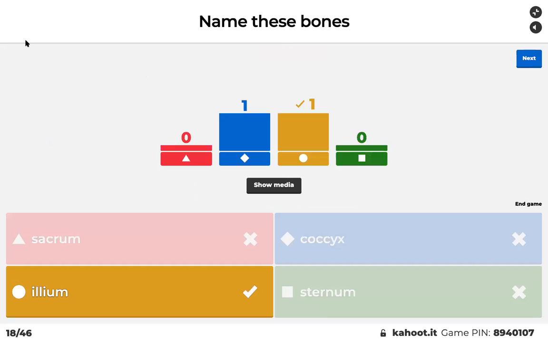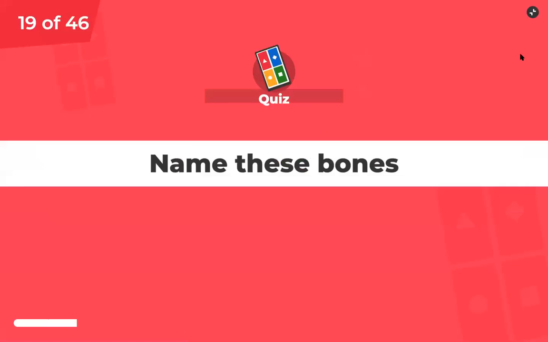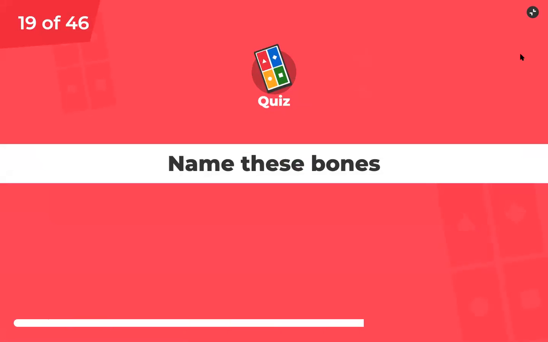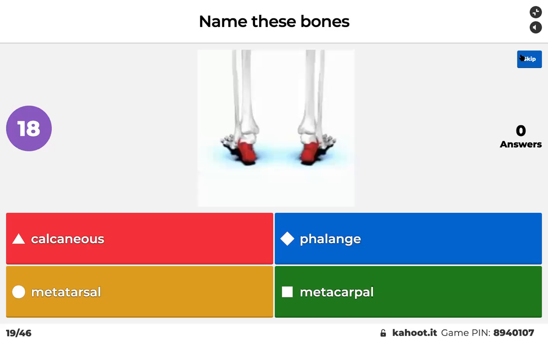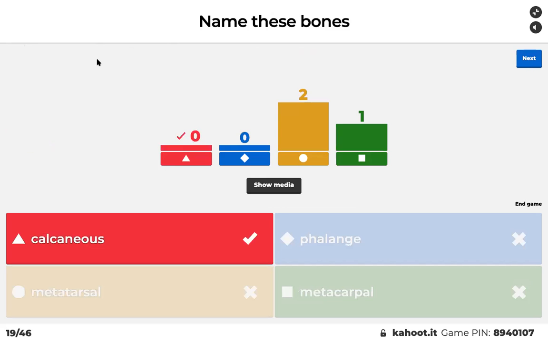So your coccyx and sacrum are part of your vertebral column. The sternum is in your thoracic area. The ilium is part of the pelvis. I went over this when we were talking about the tarsals. Yeah, that's your heel.